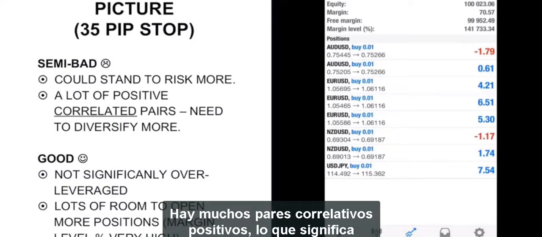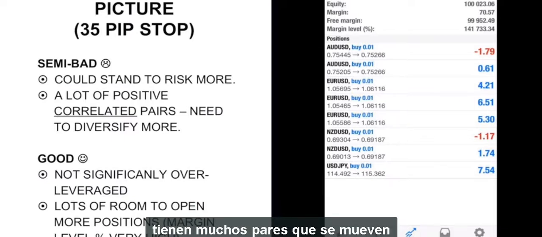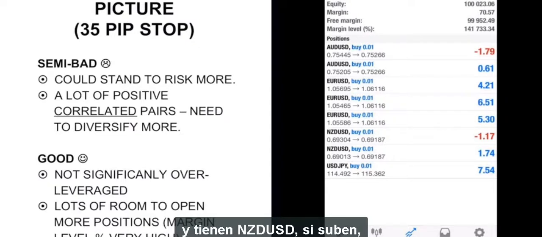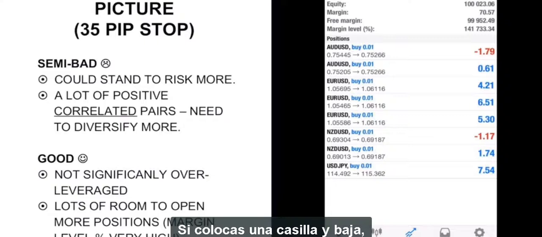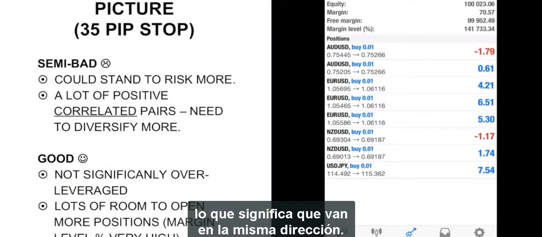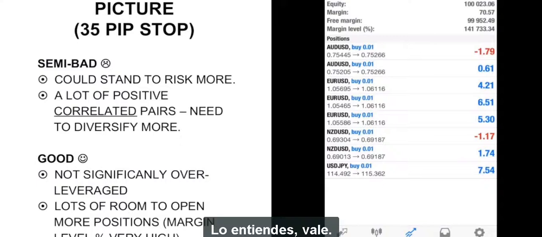There's a lot of positive correlated pairs, meaning when I say positive correlated pairs, they have a lot of pairs that move the same way. For example, they've got Euro USD in there, and they've got AUD USD, and they got NZD USD. And if you place the buy in all of them and they're going up, all of them are going to go up. If you place a sell and they go down, all of them are going to go down because they are correlated in a positive way, which means they go in the same direction. They move similar. When I move, you move. Okay? Alright, you got it.